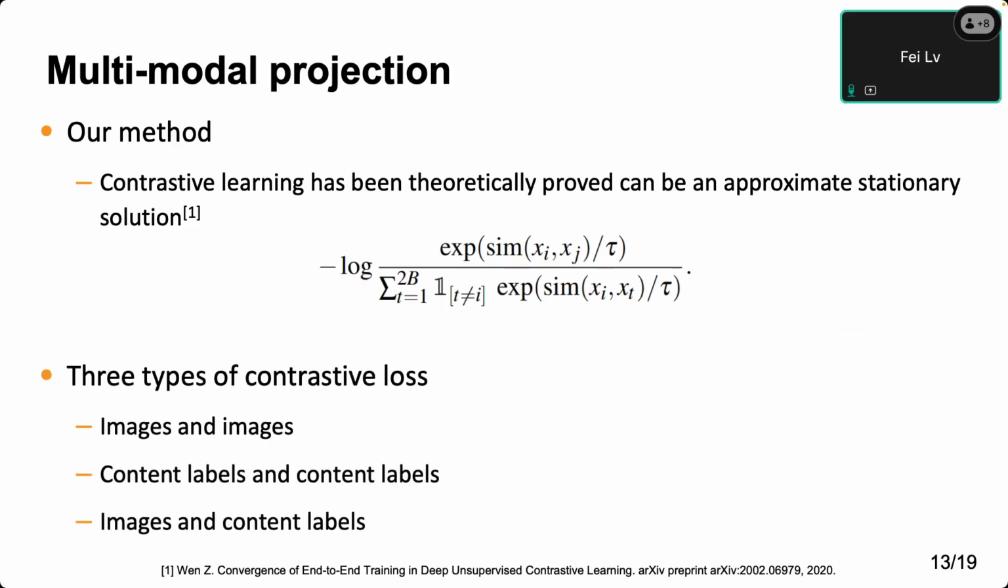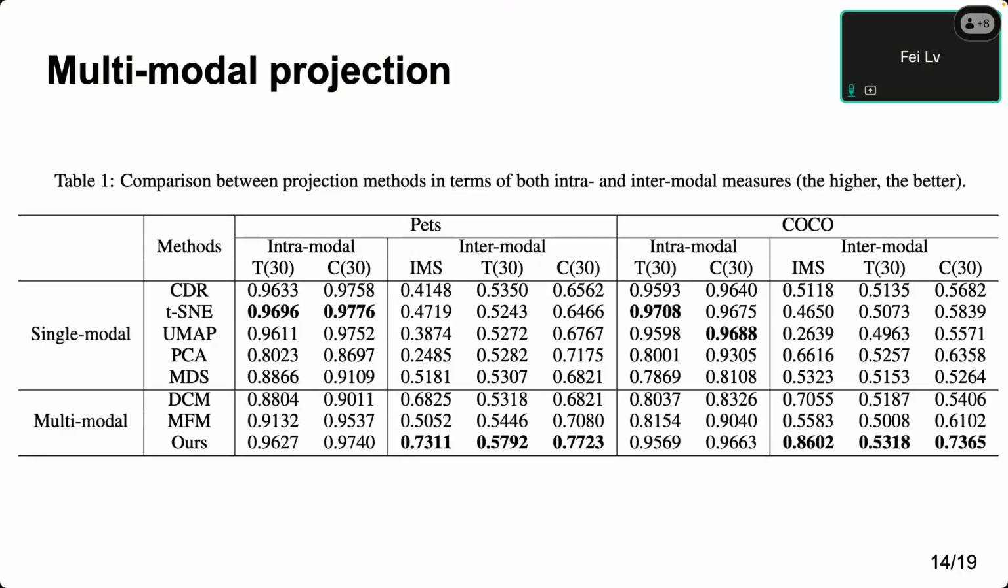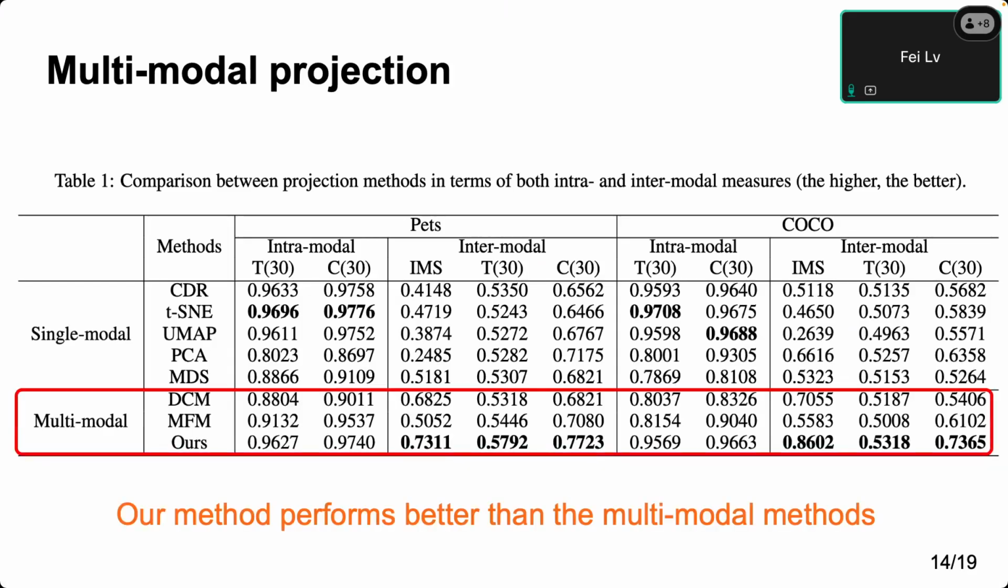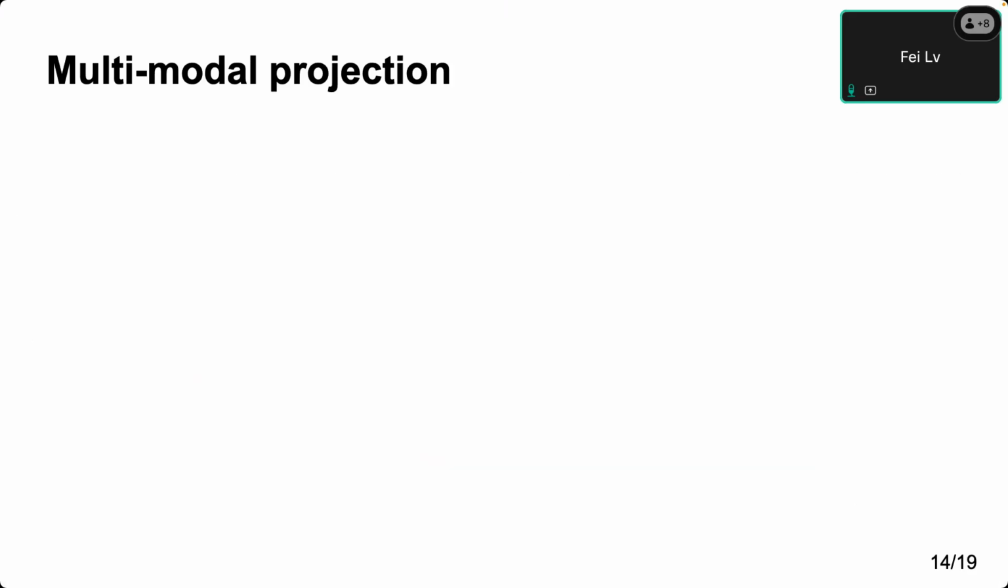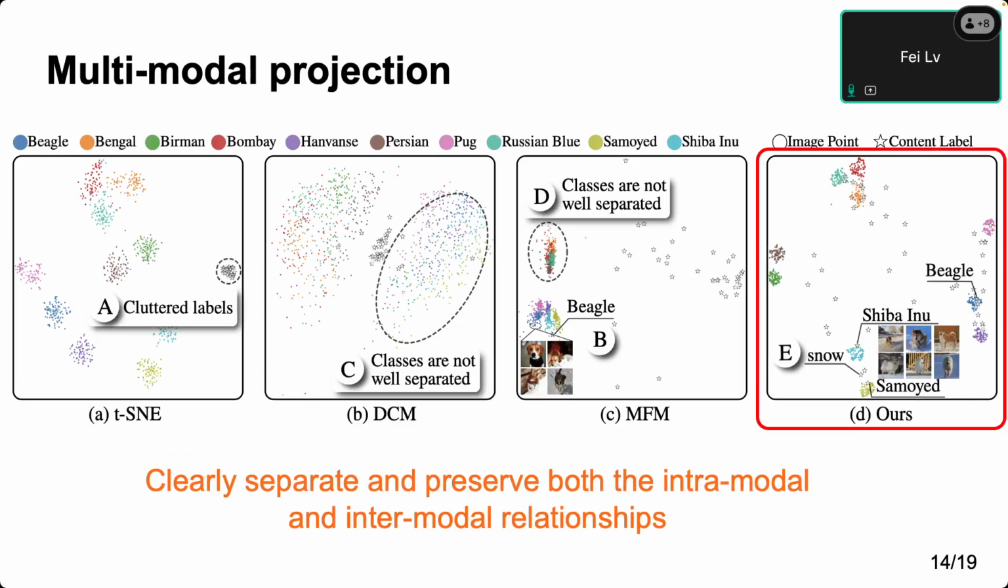For images and content labels themselves, we use the nearly same labels to construct the positive and negative pairs. For an image with the content labels, we construct the pairs based on whether the image contains the content labels. We conduct both quantitative and qualitative experiments. For quantitative comparison, our method performs better than the multimodal method. And for projection quality, our method can clearly separate and preserve both the intra-modal and inter-modal relationships.